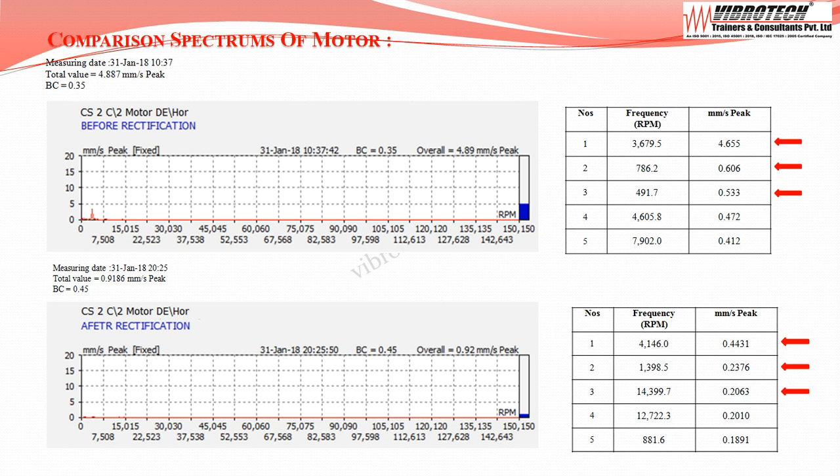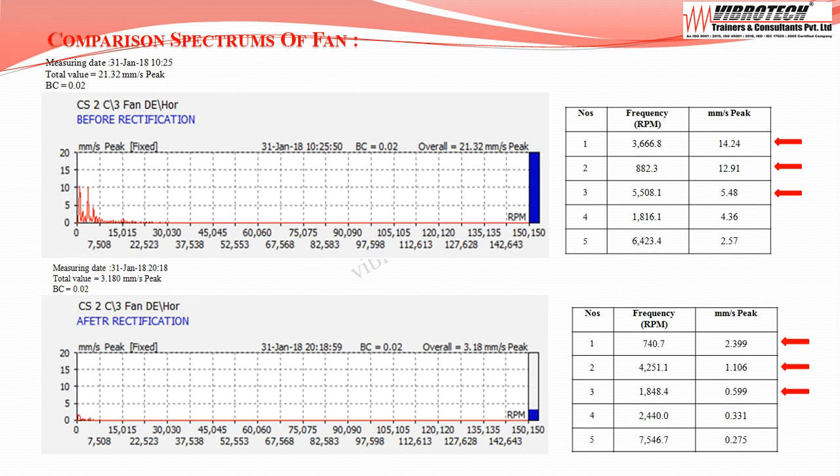The comparison spectrums of the fan motor. The spectrums show the first peak frequency velocity value is reduced from 4.6 mm per second peak to 0.44 mm per second peak. The comparison spectrums of the fan. The spectrums show the first peak frequency velocity value is reduced from 14.24 mm per second peak to 2.33 mm per second peak.